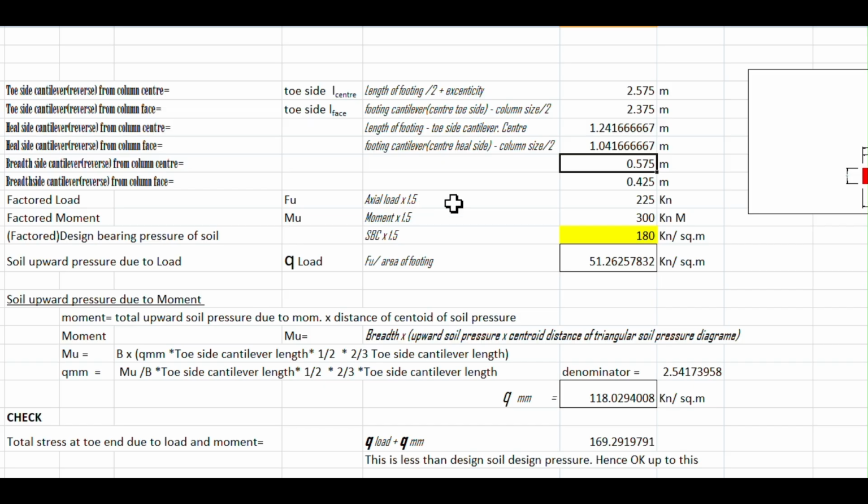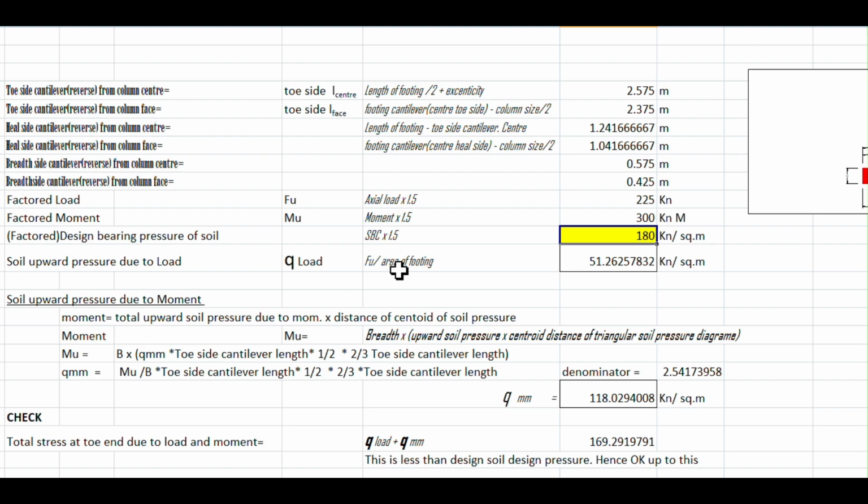Now the factored load. The load is given as 150, multiplied by 1.5, which gives the factored load as 225 kilonewton. Similarly, the factored moment is 300. Then the safe bearing capacity is given. This can be maximum up to safe bearing capacity into 1.5, which is 1800 kilonewton per square meter.